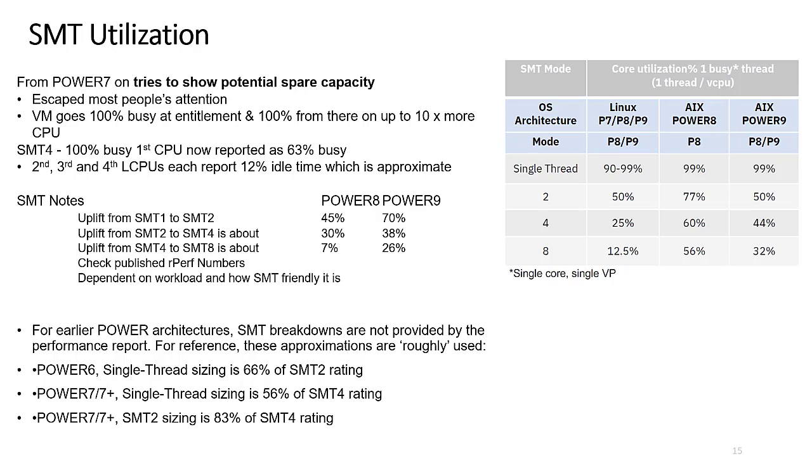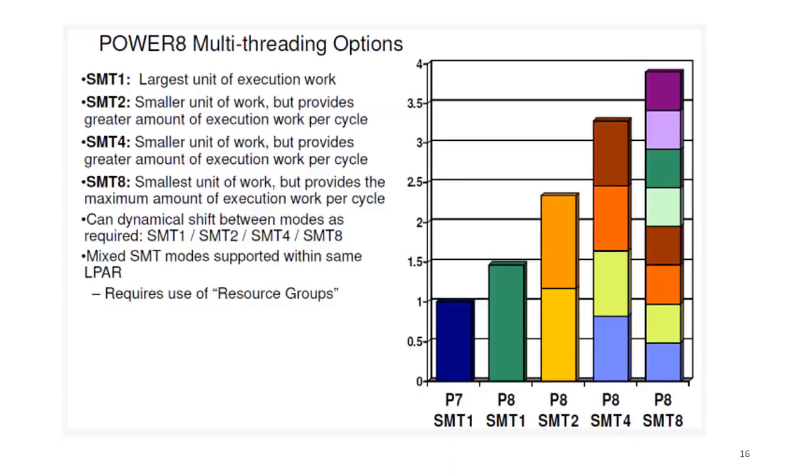And there's an uplift from SMT 1 to 2 to 4 to 8, and it's important to understand that, because what it means is if you're not actually using SMT8, as an example on a Power 9, you're leaving about 26% of your RPerf on the table, and it's performance you can't use.